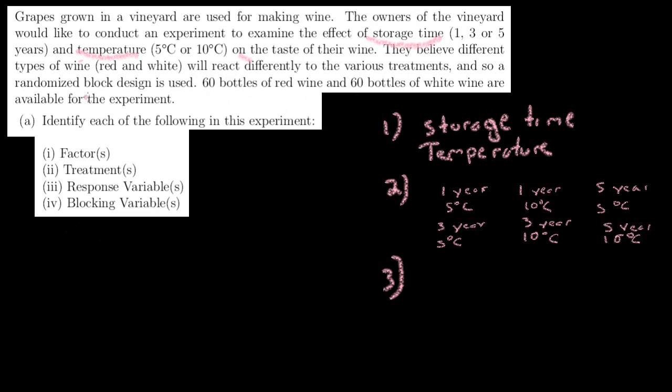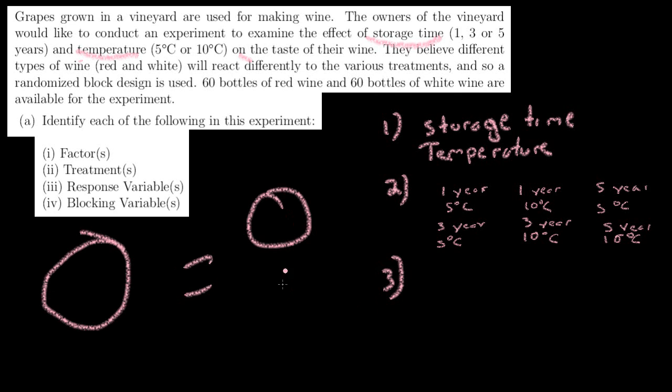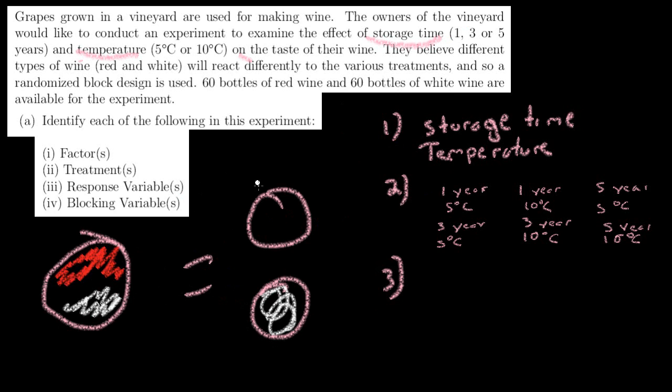Well, the blocking variables refer to the fact that we're using a randomized block design. Now, what is that? Well, that's when we have, let's say we have a population of this. We would separate it into 2 separate groups because we know that some of these, let's say these are the red wines, red wines would be affected differently by the treatments in comparison to the white wines. And as a result, we would split them up into separate groups so we can test them individually just to get a more accurate outcome.